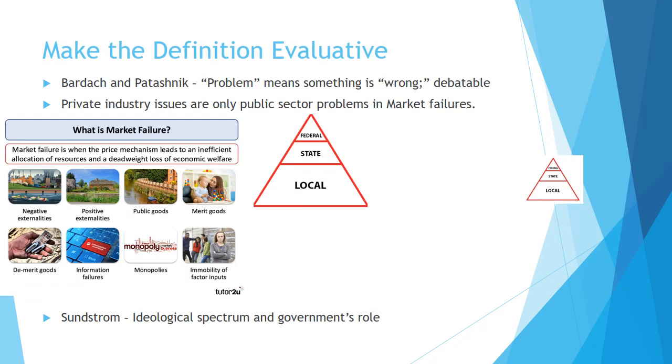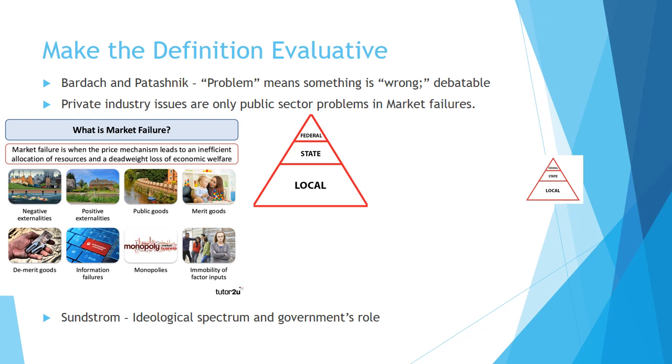Now, as far as the next steps in defining the problem, you also want to make the definition evaluative. So what Bardach and Potashnik mean, or try to focus on, is that the defined problem should be able to be evaluated. So they discuss that a problem can mean something is wrong, but this notion of right or wrong is debatable and is subject to evaluation.